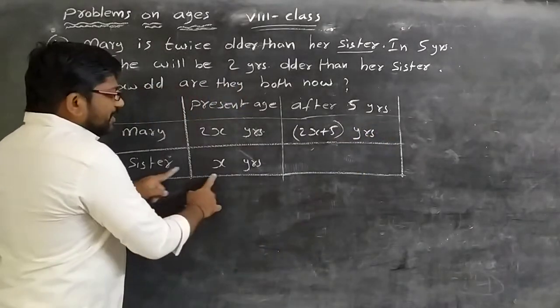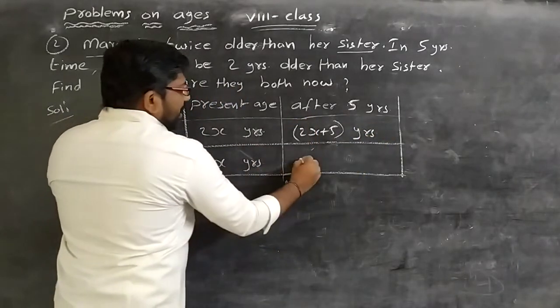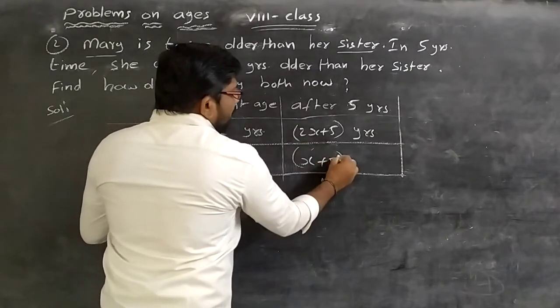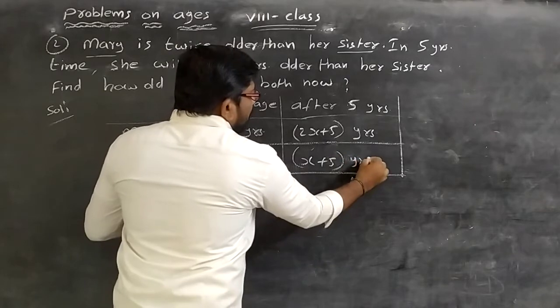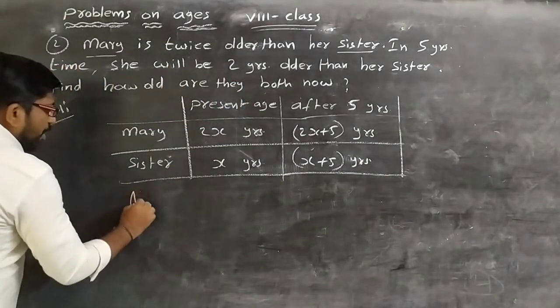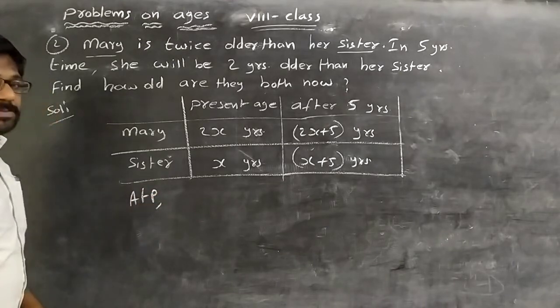And her sister's age after 5 years is x plus 5. So "after" means we have to add 5 years to the present age. Okay. Now according to the problem, observe carefully.